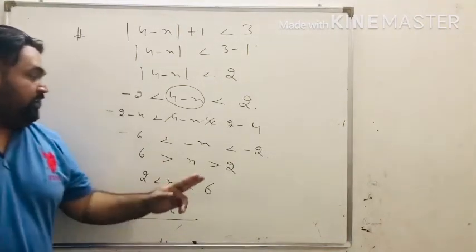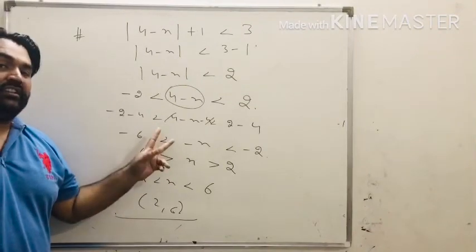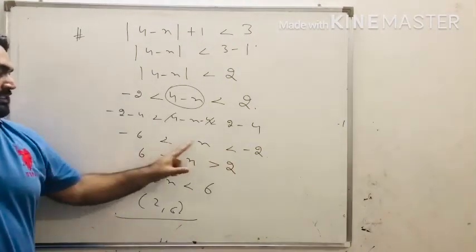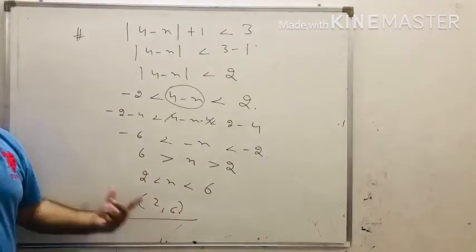Again I repeat, whenever you divide or change the sign to another side, the center sign changes. So the less than sign becomes greater than sign, so the interval becomes 2 to 6.